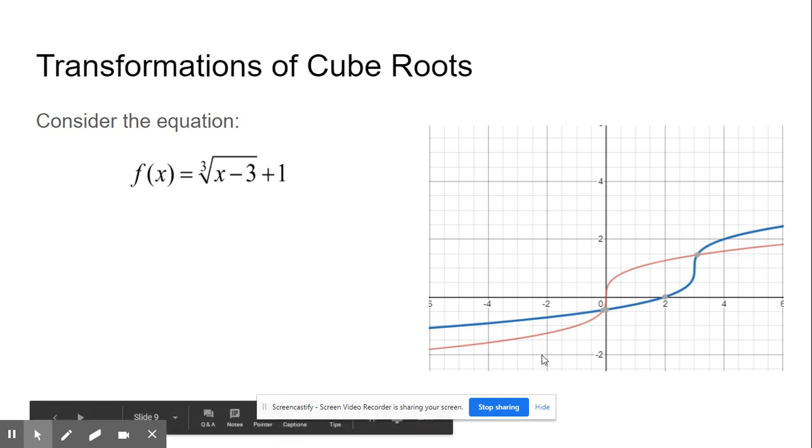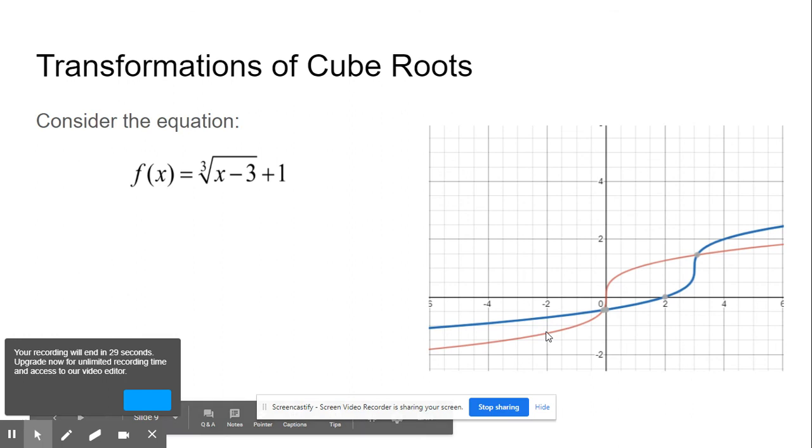So here we have a point at -2. That point is moved over 3 and up 1 to there.